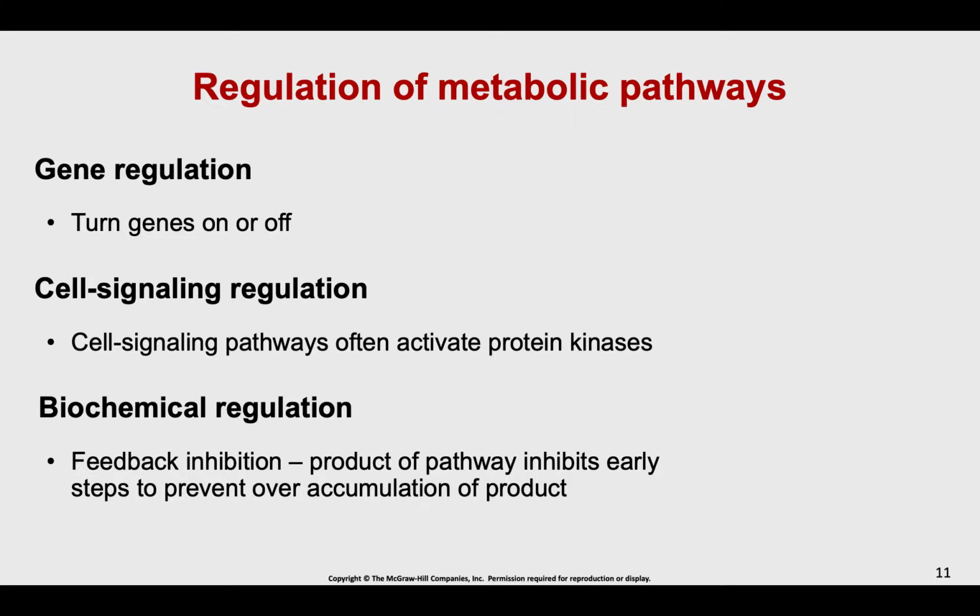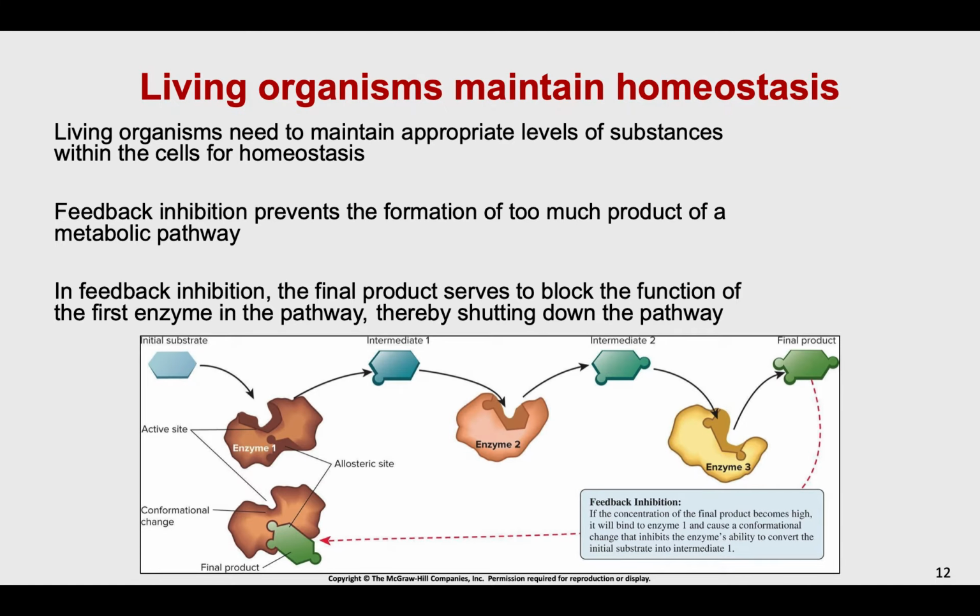And then the last one, which we're mostly going to be focused on for the rest of the class, is biochemical regulation. This is basically feedback inhibition. The product of a pathway inhibits the early steps to prevent the overaccumulation of a product. And this is where inhibitors on enzymes start to become very important. So let's take a look at that.